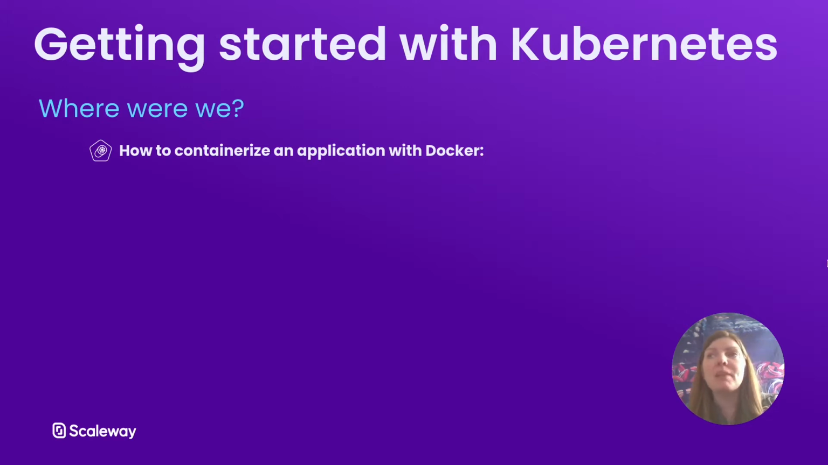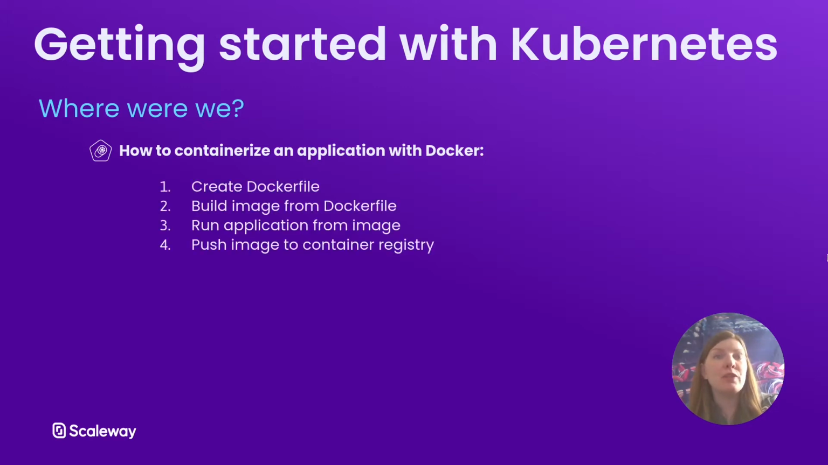So the different steps we went through were that we saw how to create a Docker file for our application. We then used that Docker file to build a container image for the application, and then we ran the application itself from the image on our local machine. To finish, we pushed the container image to our Scaleway container registry.